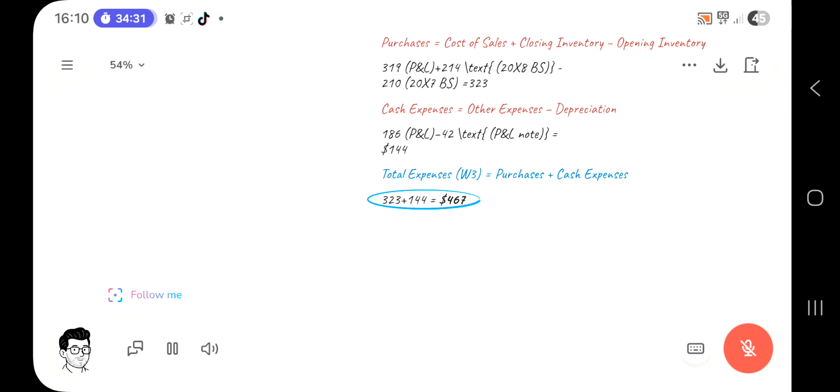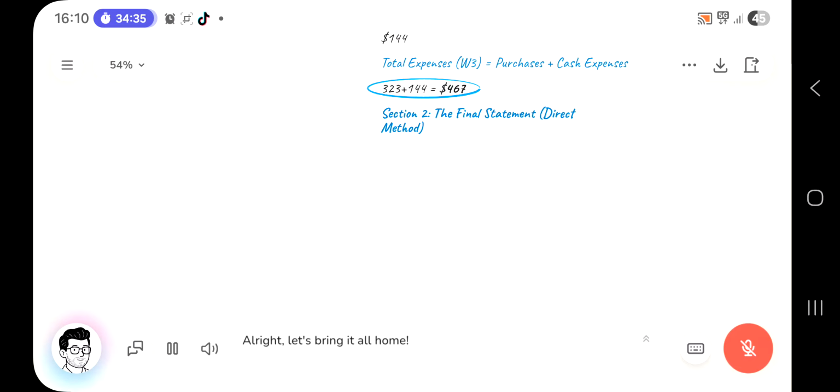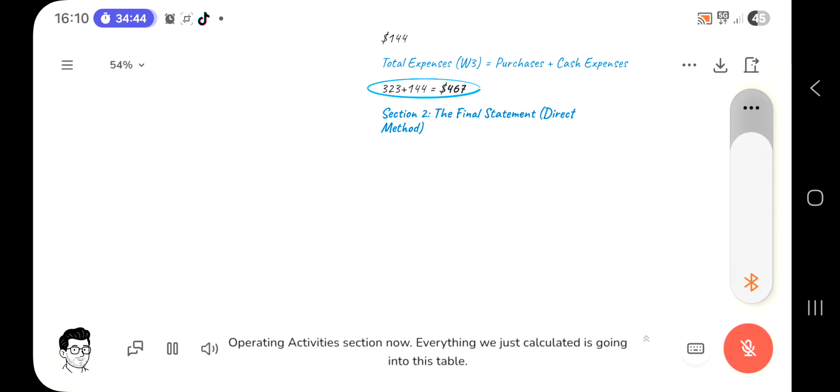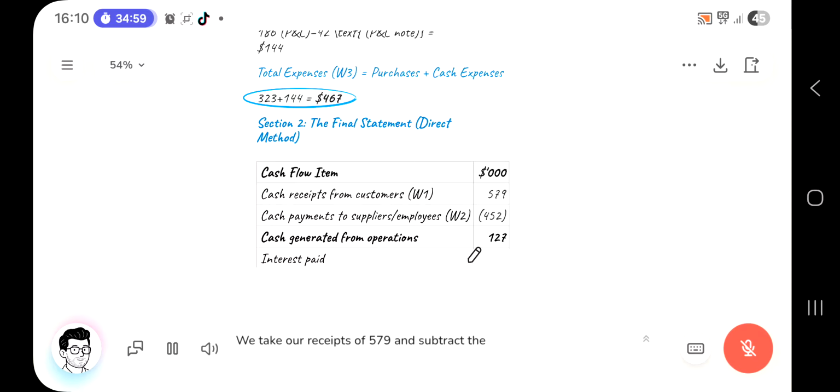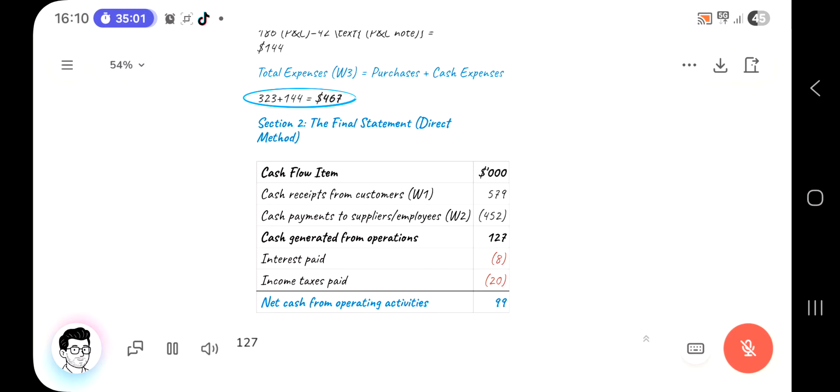All right, let's bring it all home. We're building the cash flows from operating activities section now. Everything we just calculated is going into this table. We take our receipts of 579 and subtract the payments of 452 to get 127 from operations.